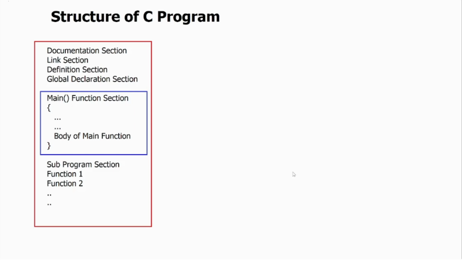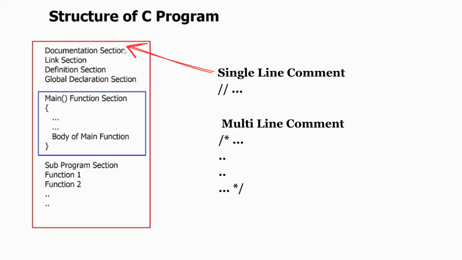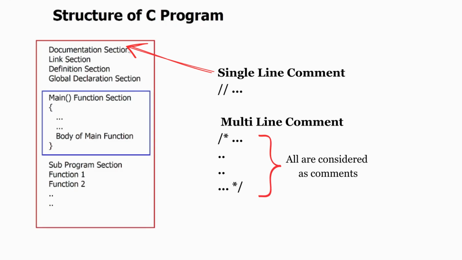So first, whenever we start writing any program, it is always a good practice to mention the title of the program. So this is mentioned in the documentation section. So basically, this documentation section includes the comments, and the comments are not at all processed by the compiler. So you can write the comments in two ways. First is a single line comment, and second is a multi-line comment. So whatever are written in between these lines, all are considered as comments.